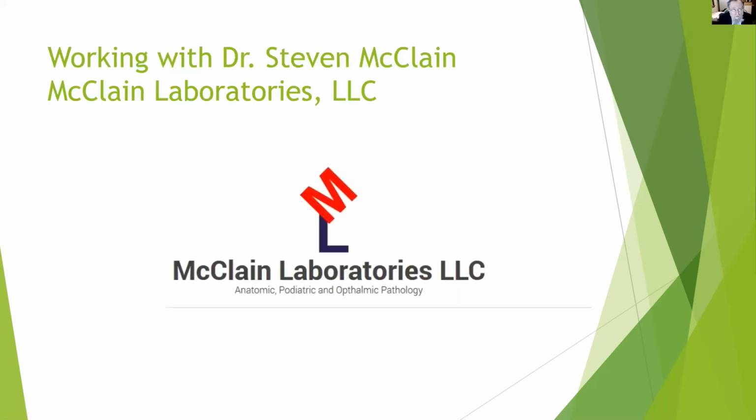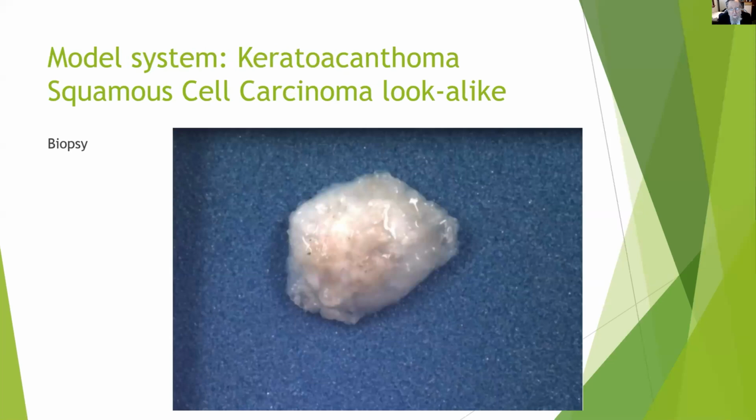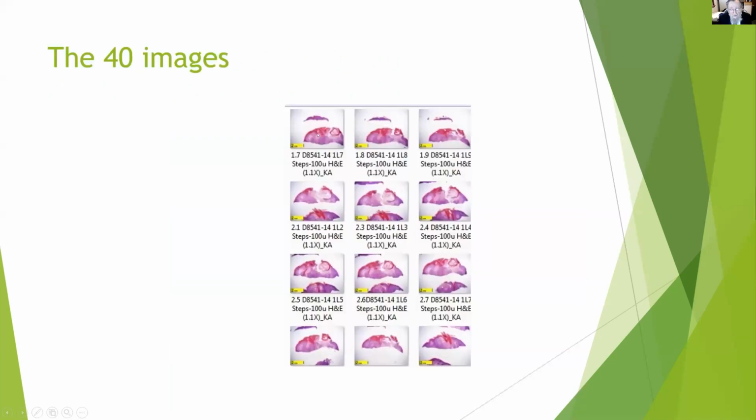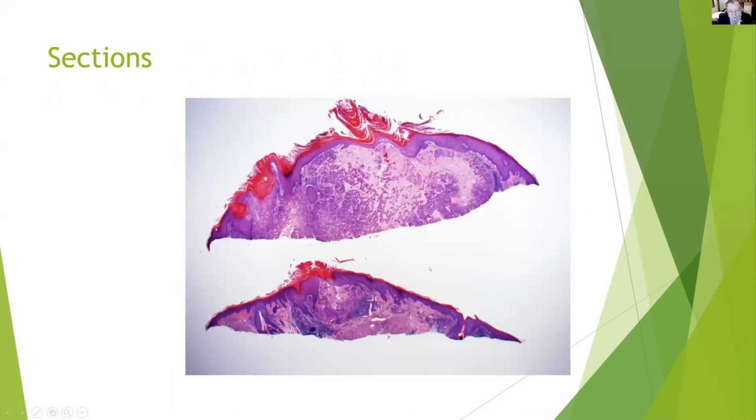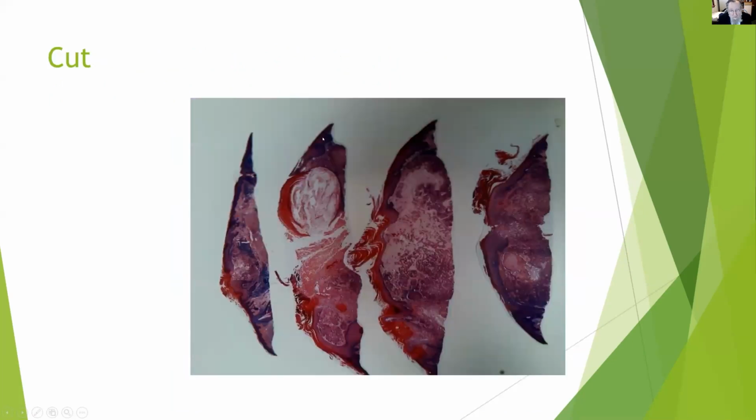I took the low budget route, worked with Dr. McLean, took keratoacanthoma, which is a lookalike for squamous cell carcinoma, and therefore important to know about. So briefly, here is the biopsy. Here we sliced it up. He did all the proper preparation of slides from each of those slices, 40 in all, sent me 2 to a page, which I then printed out, and then took my scissors literally and cut around.